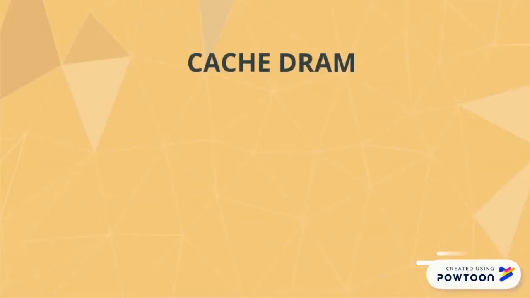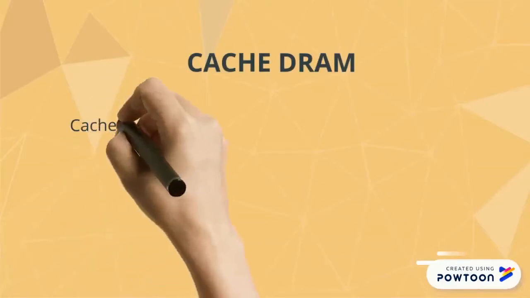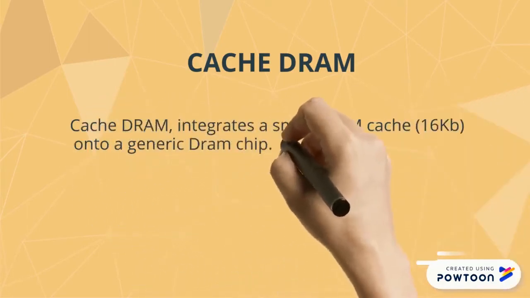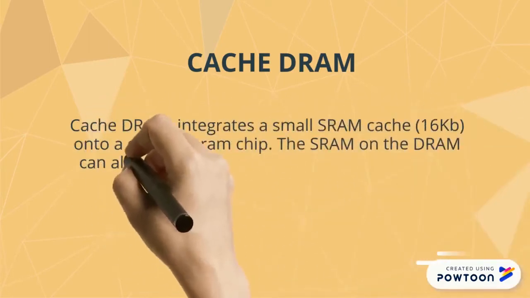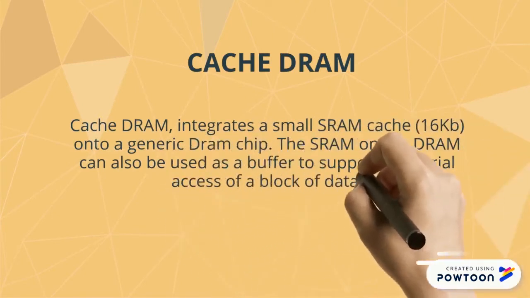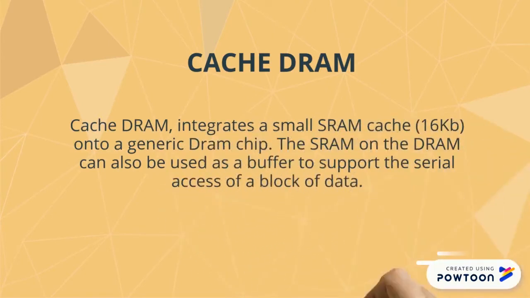Cache DRAM. Cache DRAM integrates a small SRAM cache, 16 KB, onto a generic DRAM chip. The SRAM on the DRAM can also be used as a buffer to support the serial access of a block of data.